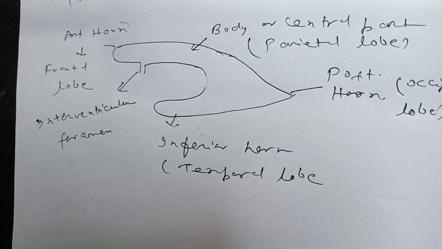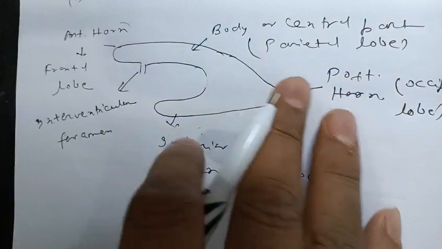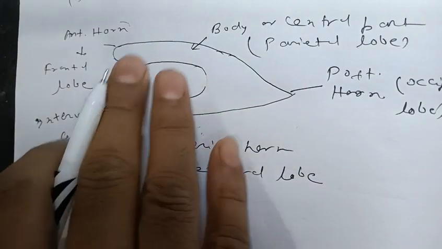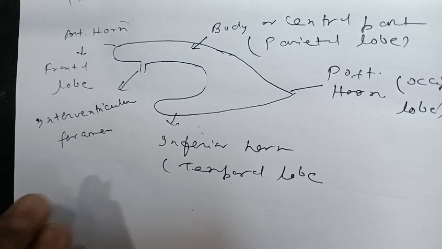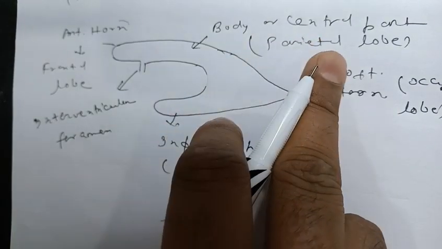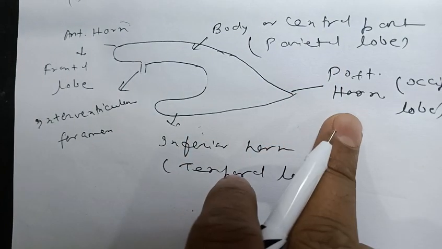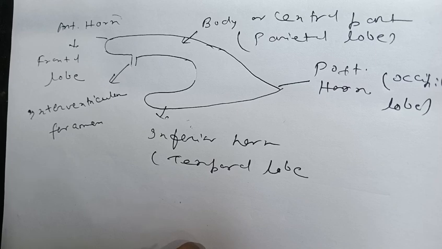This is the lateral ventricle, and this lateral ventricle has the anterior horn, the body, the posterior horn, and the inferior horn. And these horns are located in different lobes of the cerebral hemisphere. The anterior horn is located in the frontal lobe. The body is located in the parietal lobe. The posterior horn is located in the occipital lobe, and the inferior horn is located in the temporal lobe.